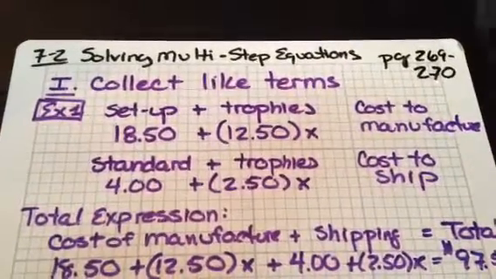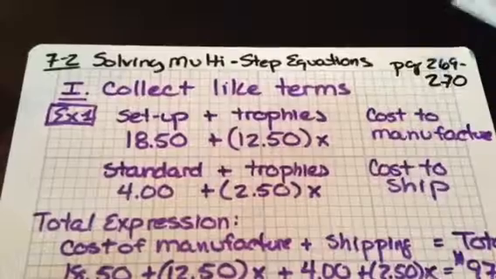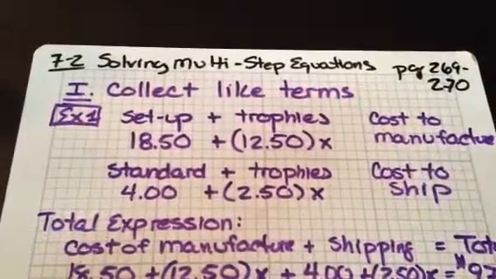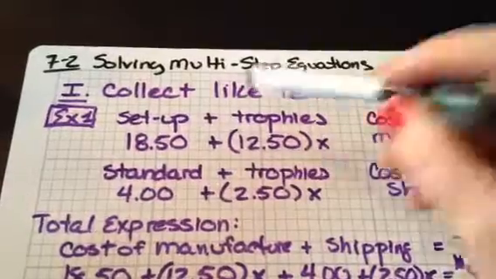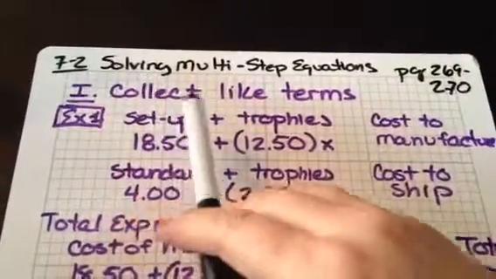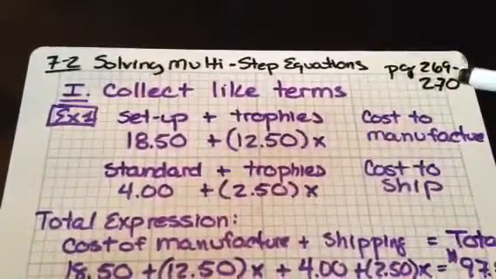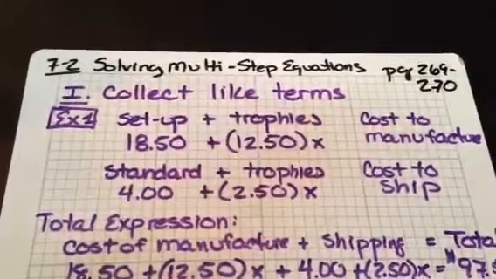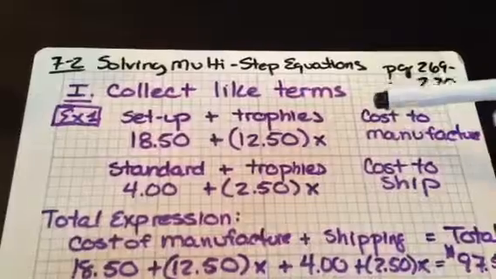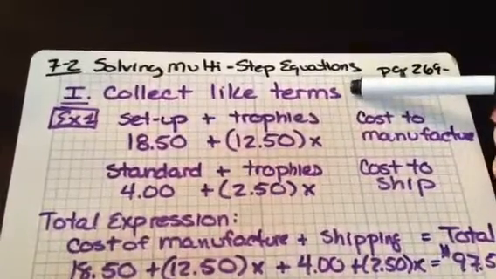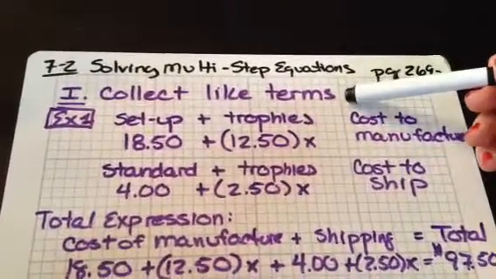Solving multi-step equations. Now we've done this as well. The only difference now is, no, actually we've done this before, so we're just going to remind ourselves. 7-2, solving multi-step equations. We're going to be filling out pages 269, 270. So there's a couple ways to solve multi-step equations. One is to look for the like terms and to collect them.